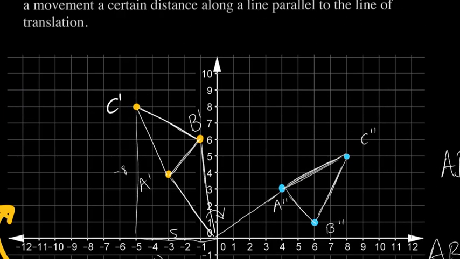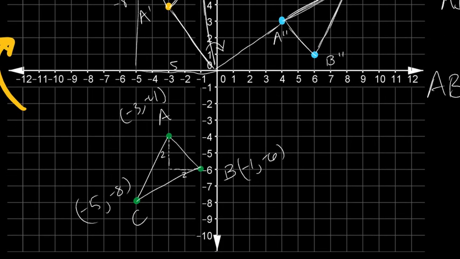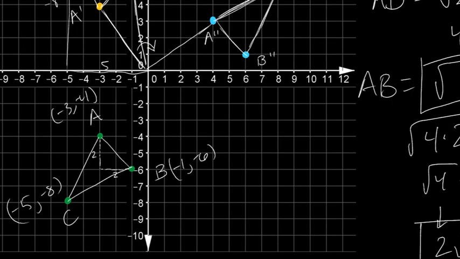And it says translate triangle A prime, B prime, C prime so that the xy coordinates are mapped onto x plus 8, y plus 6. Describe the translation as a movement a certain distance along a parallel line to the line of translation. That sounds complicated, but believe me, it is not. That's very straightforward. So let's see if we can do that. So we're going to increase our x's by 8 and increase our y's by 6.